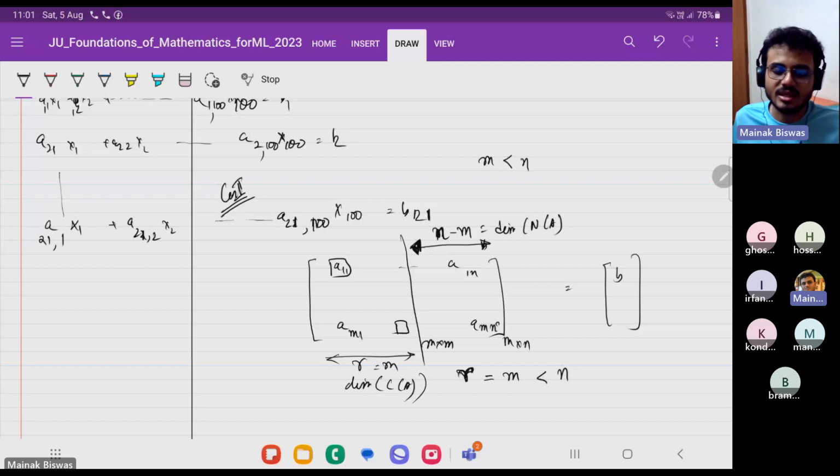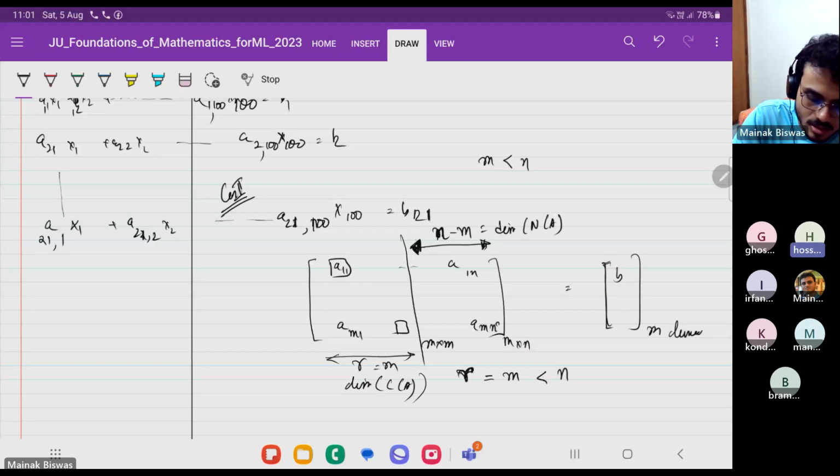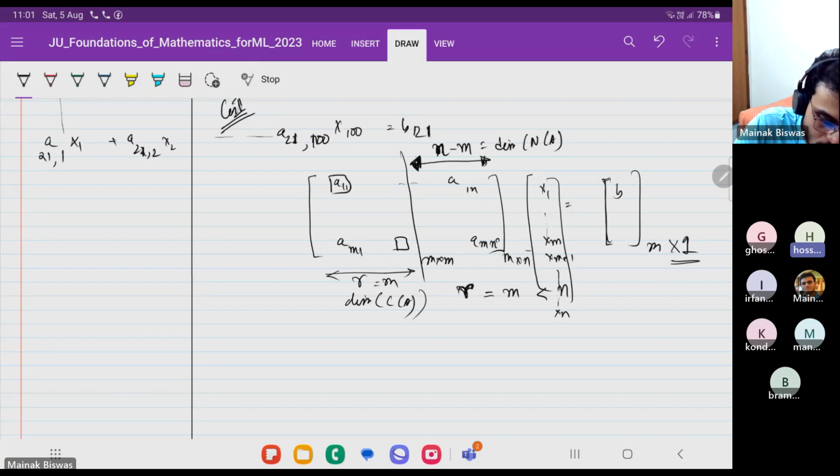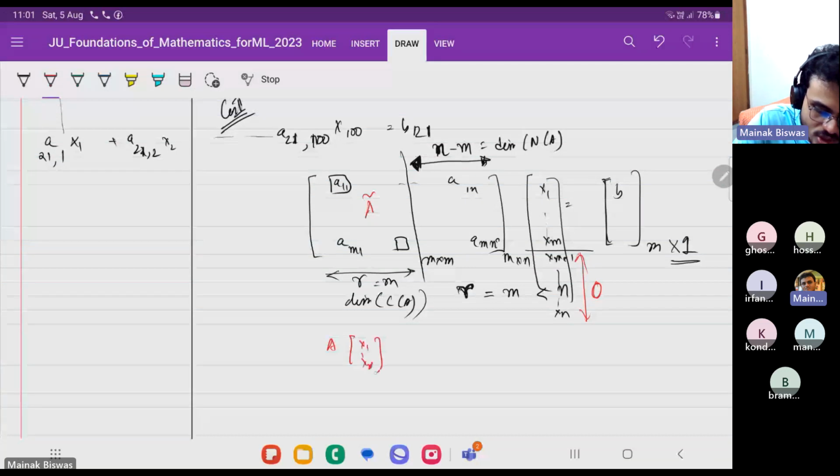So your column space is m dimensional, and similarly your b is also in an m dimensional column space. You're going in the right direction, but let us see. Is b an m dimensional vector or not? So you'll be multiplying this with x1 up to xm, then xm+1 to xn, which will be 0. If I put all these to 0 for the time being, I can solve the equation A tilde times x1 to xm, and I will have one solution.